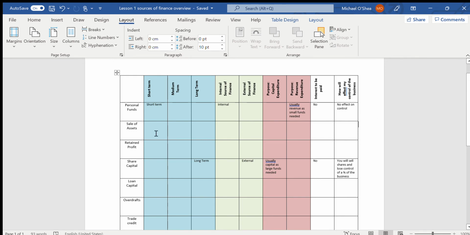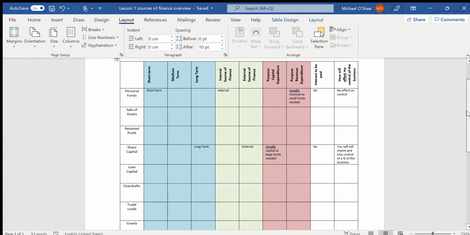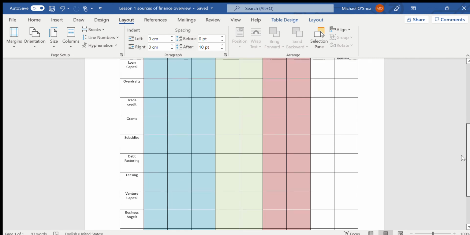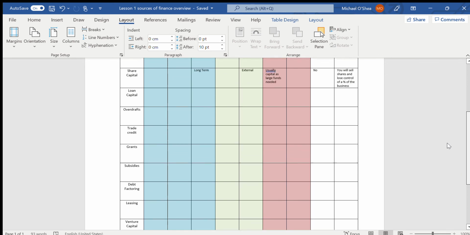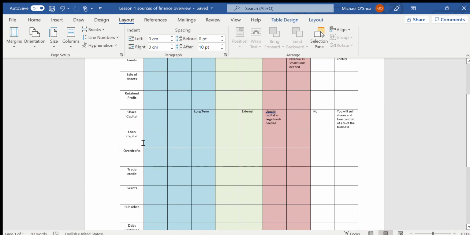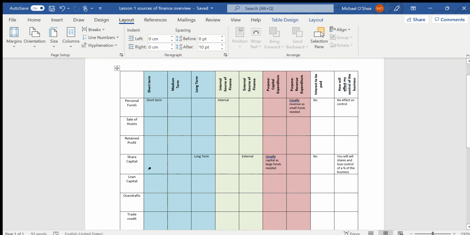Sale of assets is going to be really similar to that. Retained profit is really similar to that. Some of these are going to be really similar and you'll get them done really quickly. Other ones you may not know as much about and you might have to go through the notes we had the last time or even just Googling them quickly just to figure out a little bit to help you fill it. I've also done loan capital or share capital, because it's a bit different.